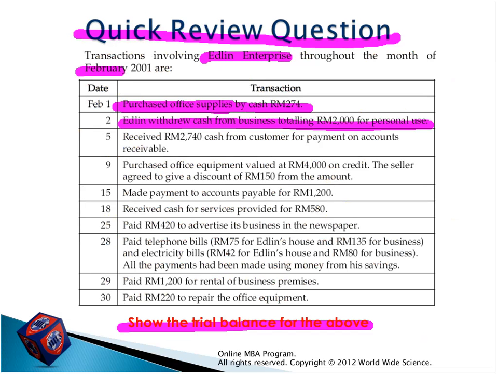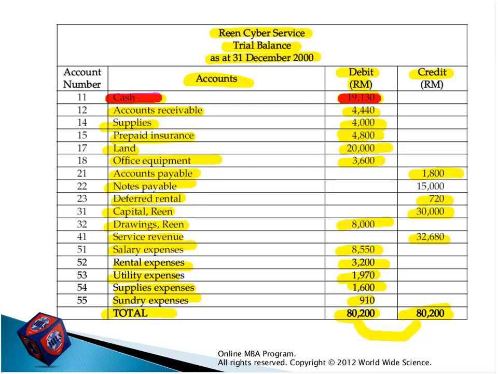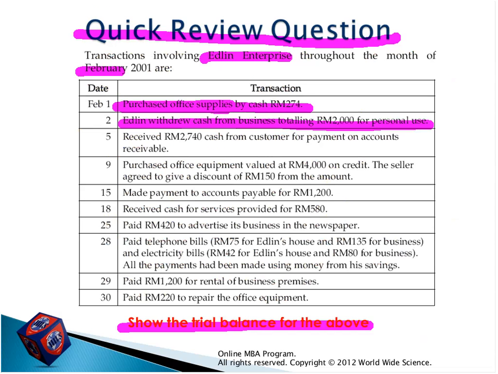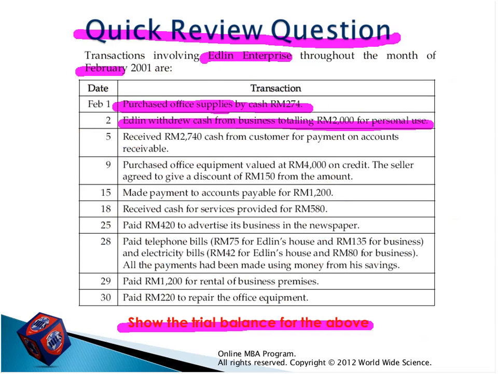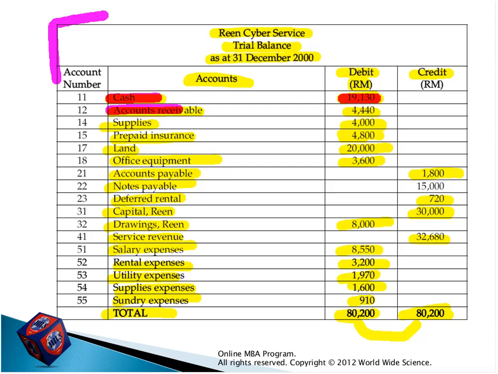the trial balance. So for this transaction, you must prepare the trial balance, and this is an example of how you must prepare it, the framework to frame your balance. Under the heading, you put Edlin Enterprise, and you call it trial balance as at February 2001. Oh, sorry. So you put all the accounts here.